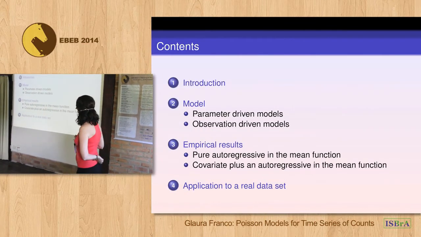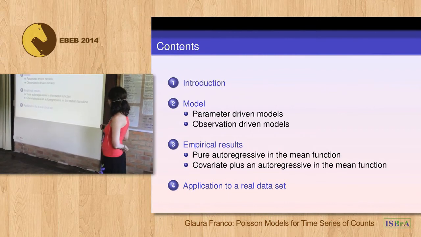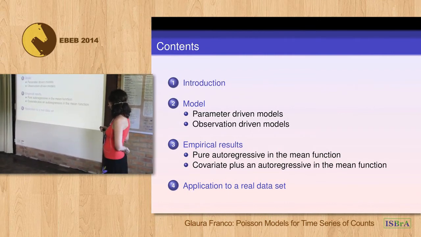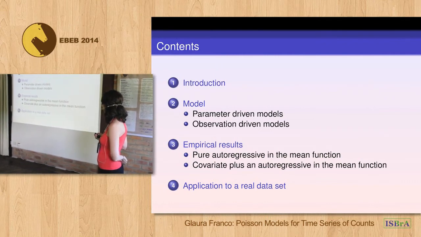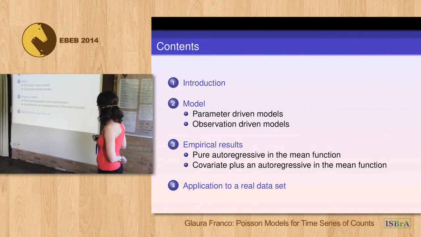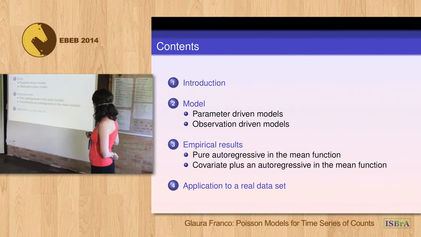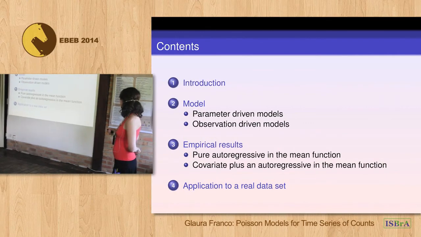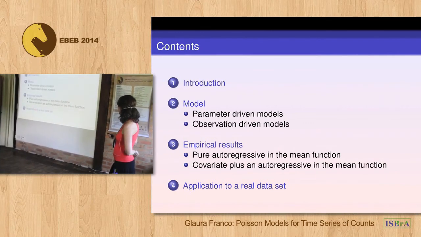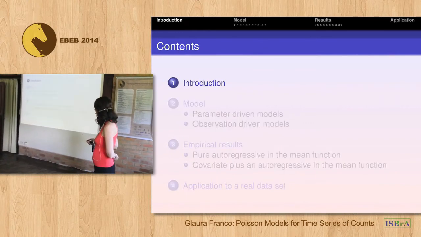I'm going to give a brief introduction, then I will show the main models we are going to present here from the parameter-driven class and the observation-driven class. And then I am going to show some empirical results, some simulations, and then an application to a real data set.